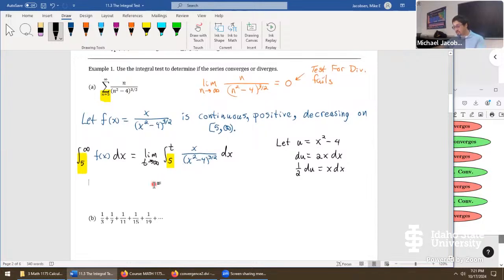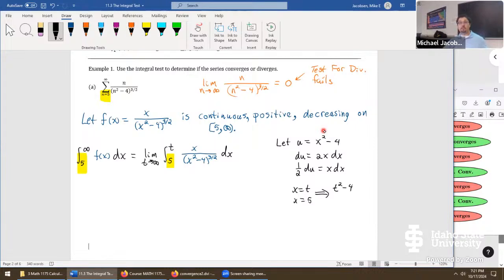And next thing we want to do is get some additional space and change the limits of integration. So the upper limit is t, the lower limit is x equals 5. When we make the u substitution, the upper limit becomes t squared minus 4.